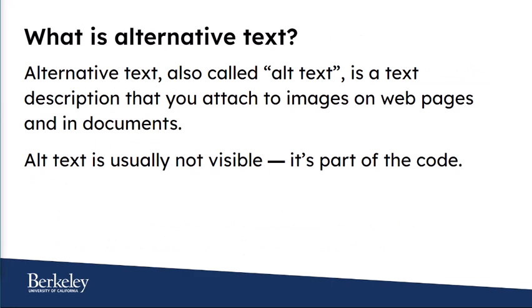So what is alternative text? Alternative text, also called alt text, is a text description that you attach to images on web pages and in documents. Alt text is usually not visible, it's part of the code.